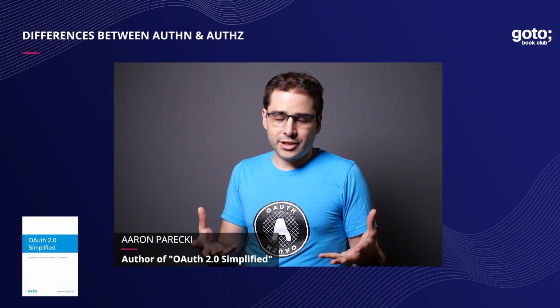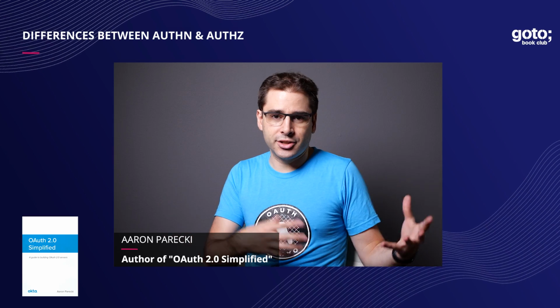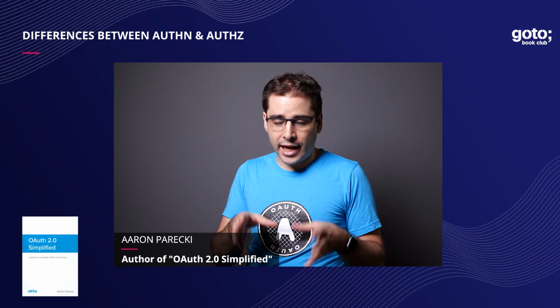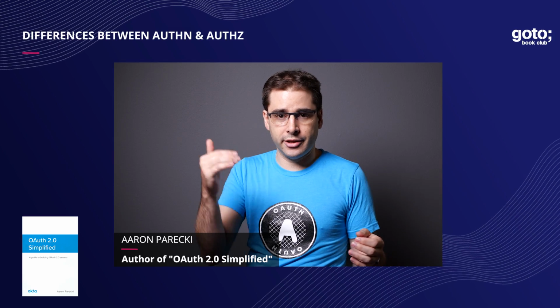AuthZ is authorization. AuthN is authentication. Did I get that right? Yep. I know you don't like the words, but that's what we hear. So talk about those differences. So the idea with authorization is that you're trying to authorize a user or an application to act on behalf of a user. That's the OAuth use of authorization, right? We're trying to say this user is authorizing this application to do these particular things on their account.